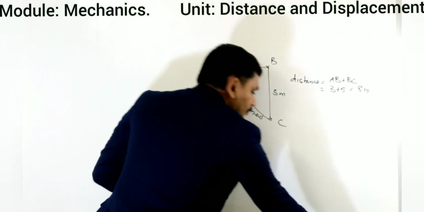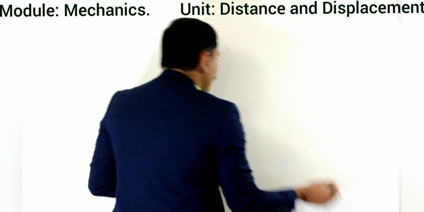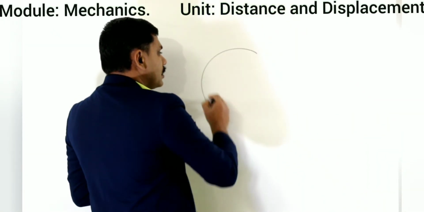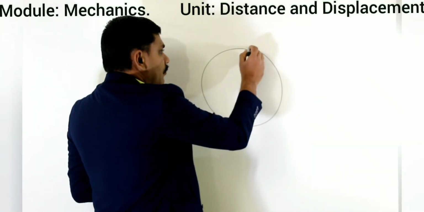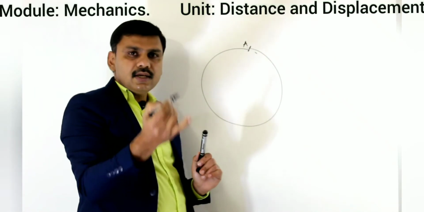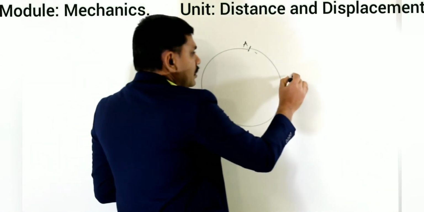Another example, if an object is traveling in a circular path, it is starting from here A and reaching A, completing one circular motion. Then what is the distance here?